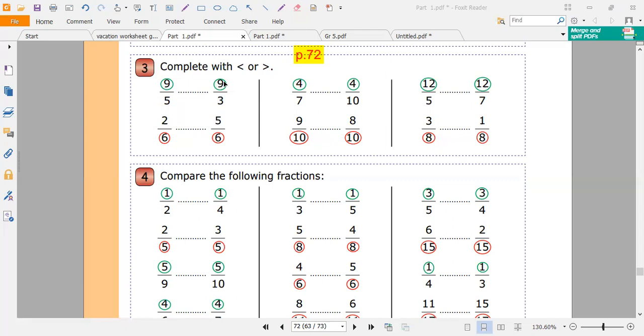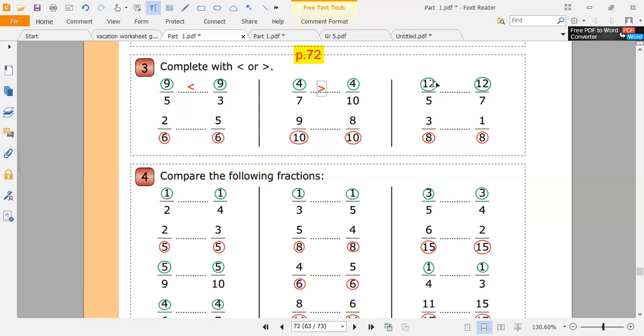Here we have 9, 9, 4, 4, 12, 12. And we know that if the fractions have the same numerator, then the fraction that has a smaller denominator is greater. So look here, which fraction has a smaller denominator? This one, 9/3. So 9/3 is bigger than 9/5. And here 4/7 has a smaller denominator, so it's bigger than 4/10.